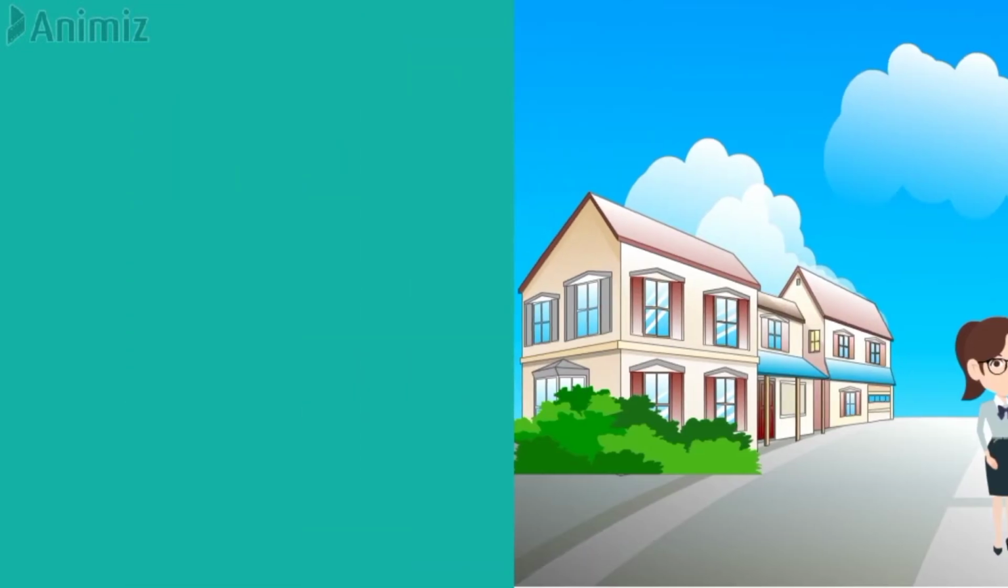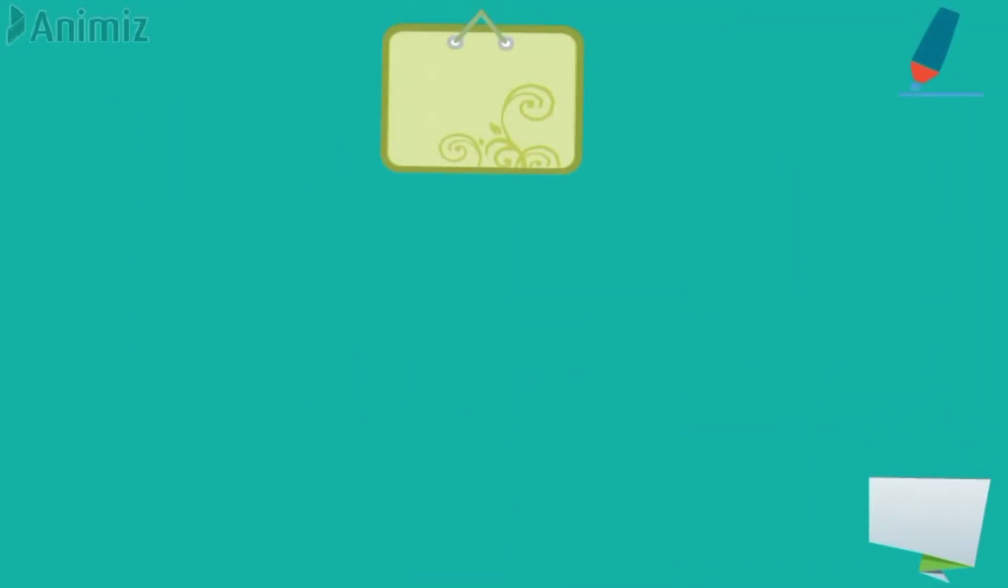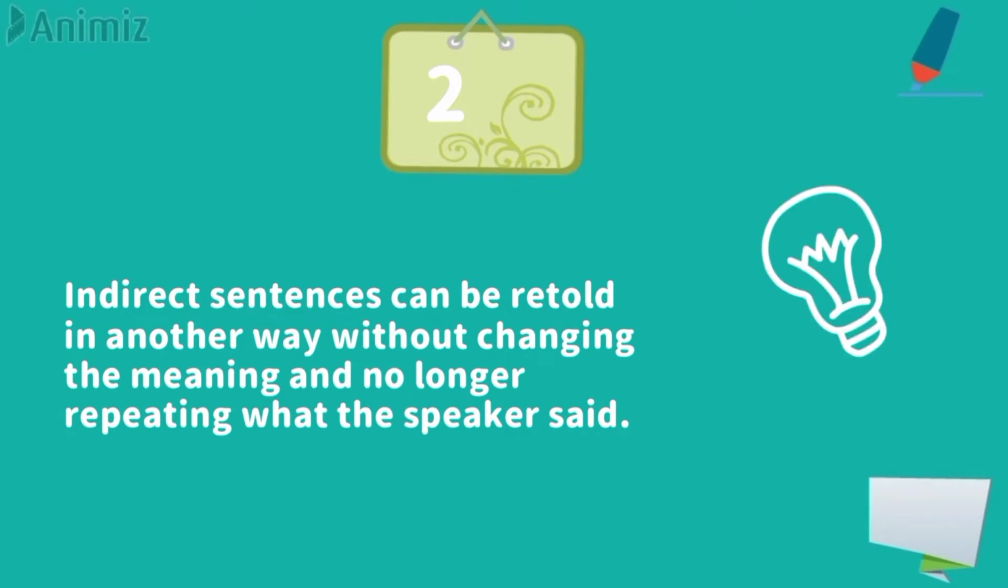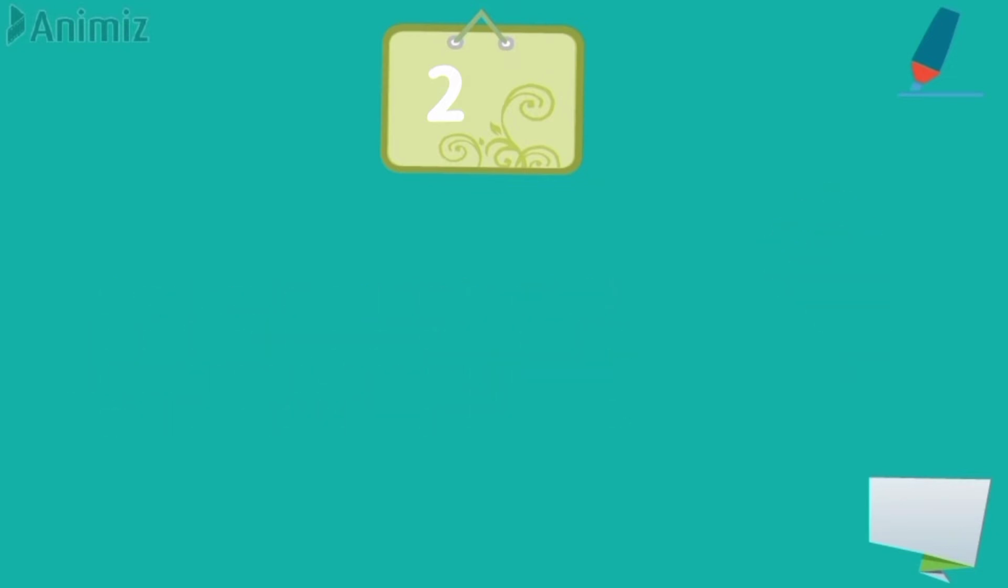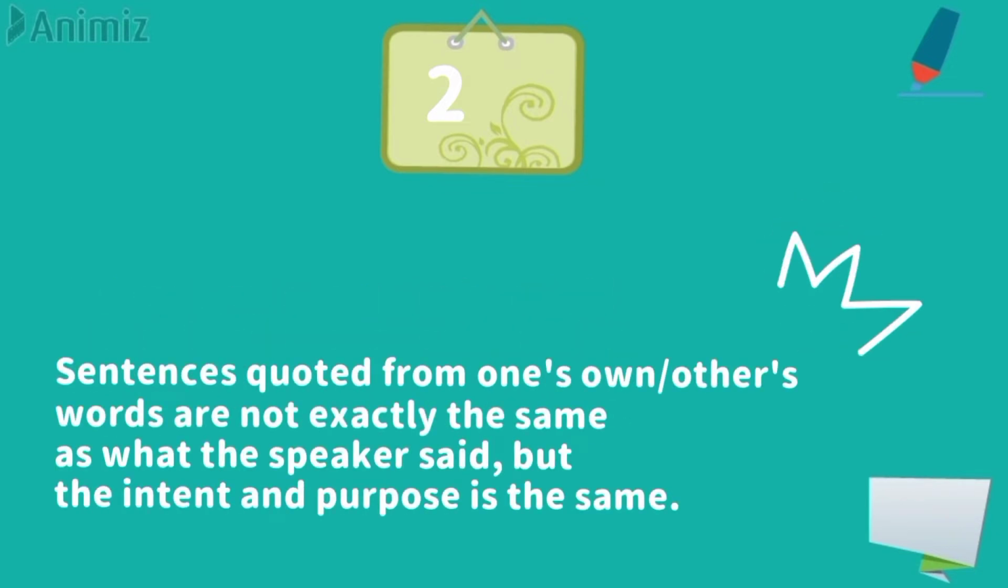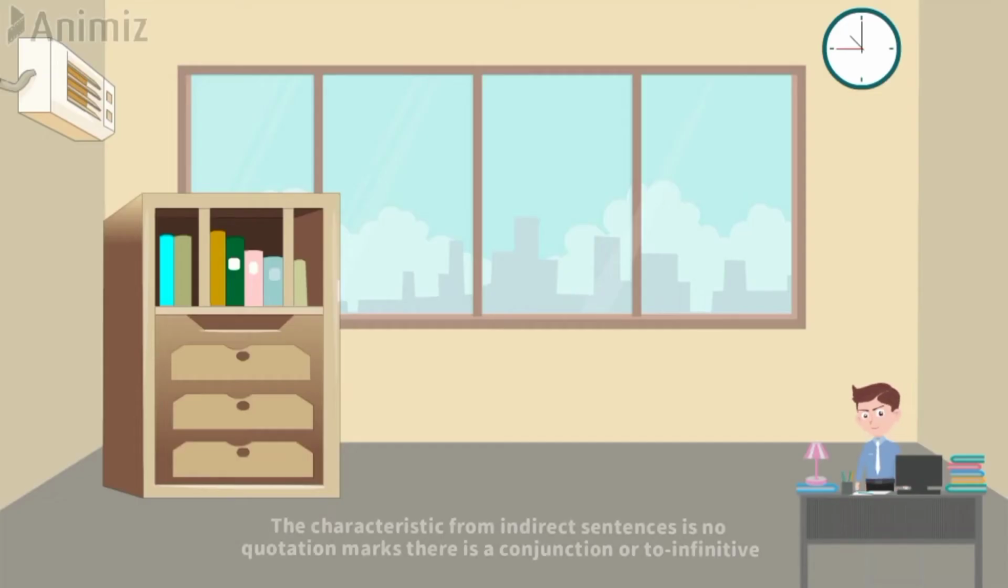So what is the definition of indirect speech? An indirect speech sentence can be retold in another way without changing the meaning and no longer repeating what the speaker said. Or another explanation, a sentence quoted in one's own words, not exactly the same as what the speaker said, but the intent and purpose are the same.